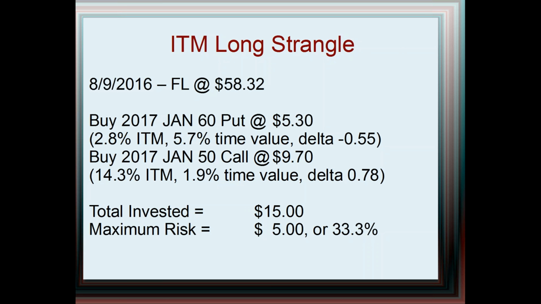The one thing I want to mention to you all is, let's look at this. We would have bought on Tuesday the January 50 call for Foot Locker, trading at 970. It's about 14% in the money. It's only a 1.9% time premium for that option, and it has a delta of 0.78. You might say, well, Mike, why aren't you using a comparison of something that has a higher delta on Foot Locker, let's say the 45 call, or maybe even the 40?